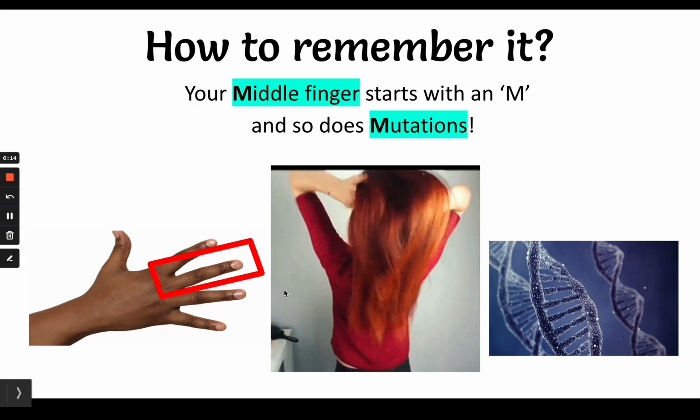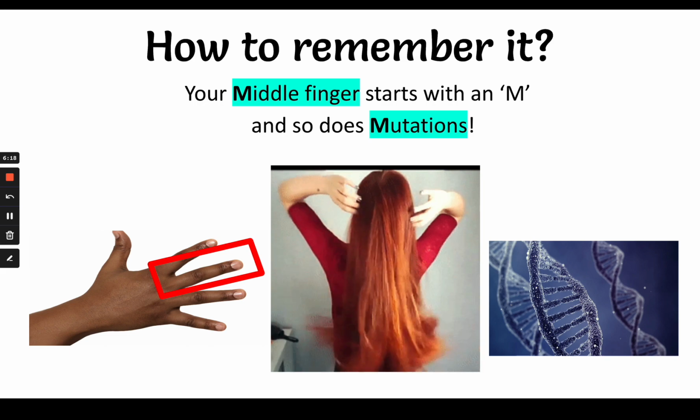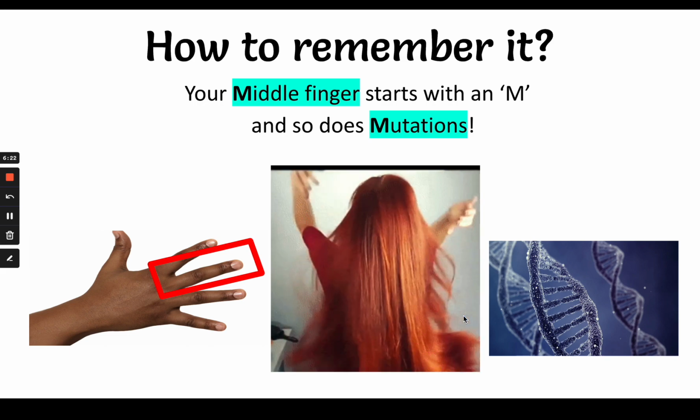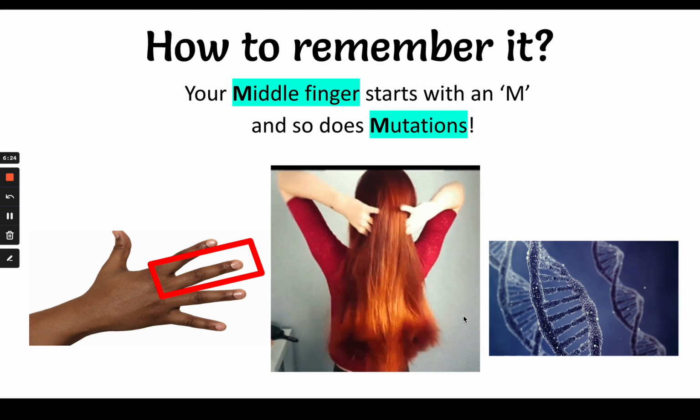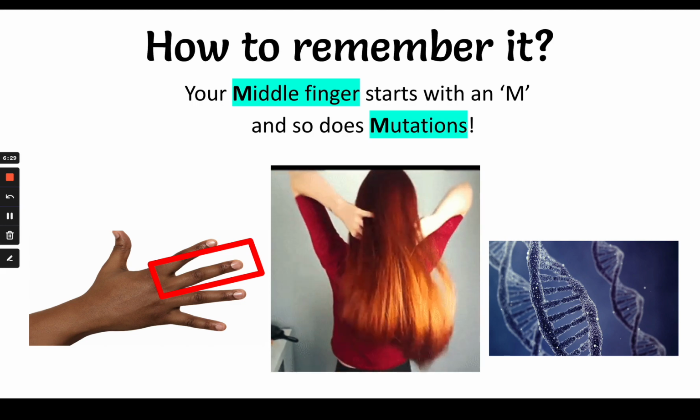So how to remember it? Think of your middle finger, starts with the letter M, and so does mutation. So I got a picture here of red hair. Red hair is actually a result of a mutation happening where one little nucleotide changed, and that's where red hair has come from.